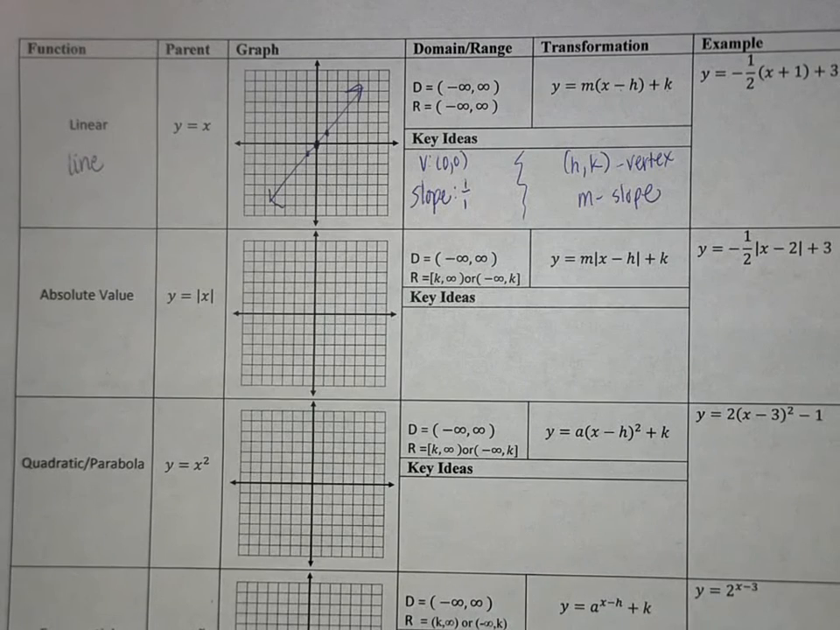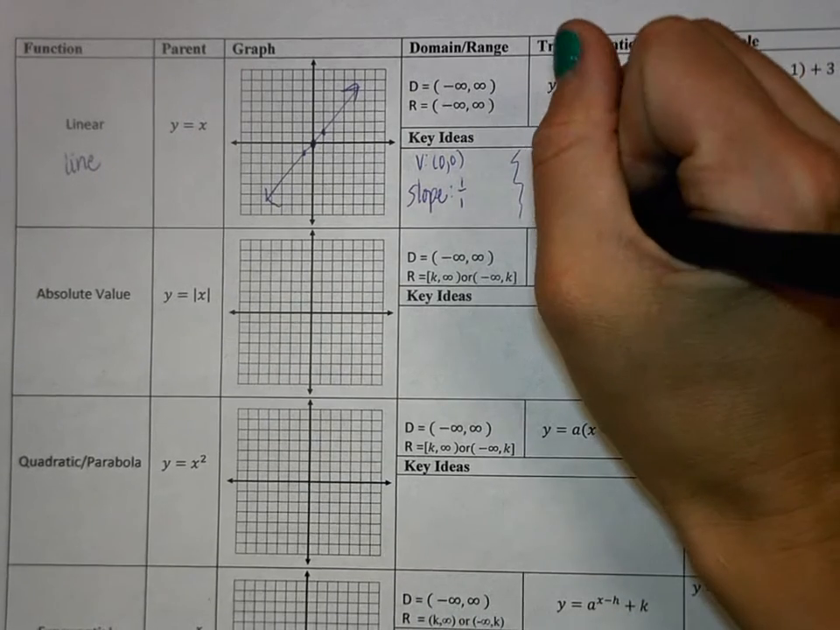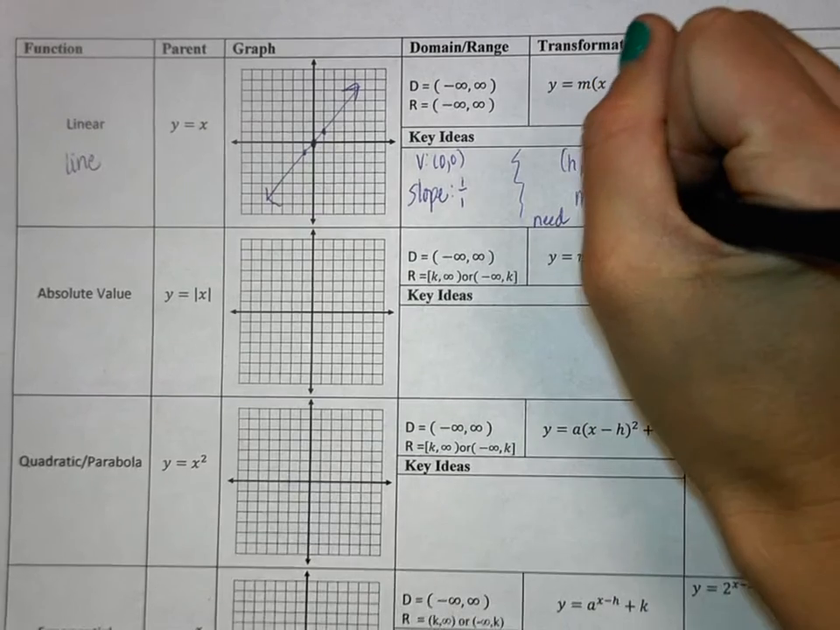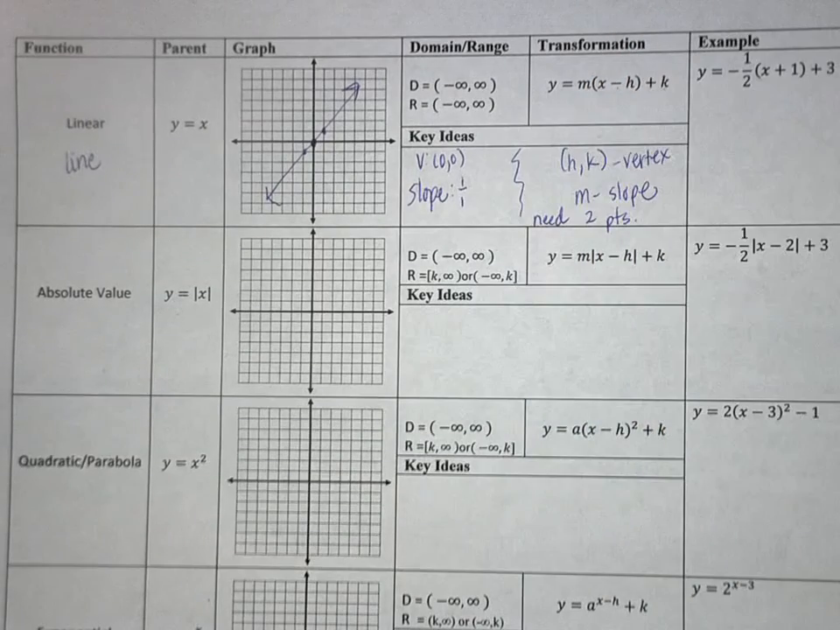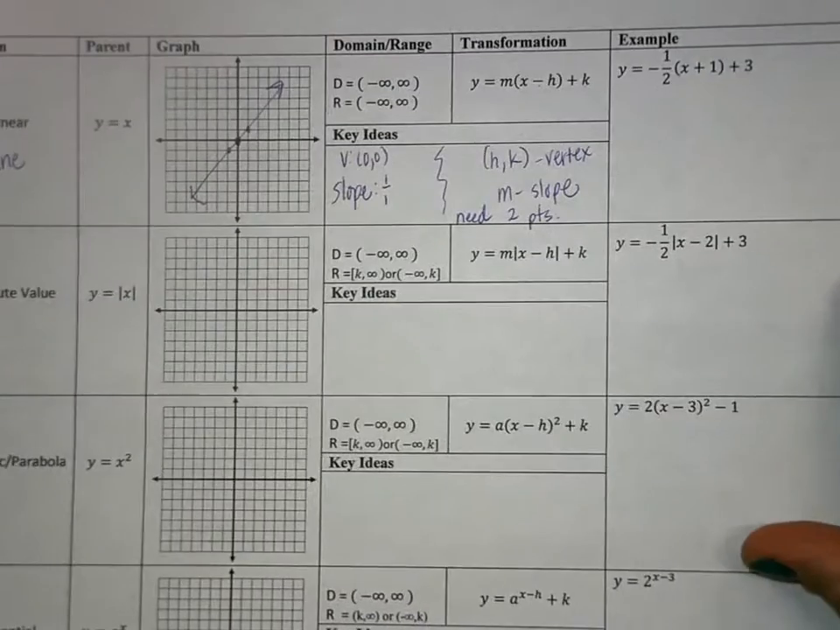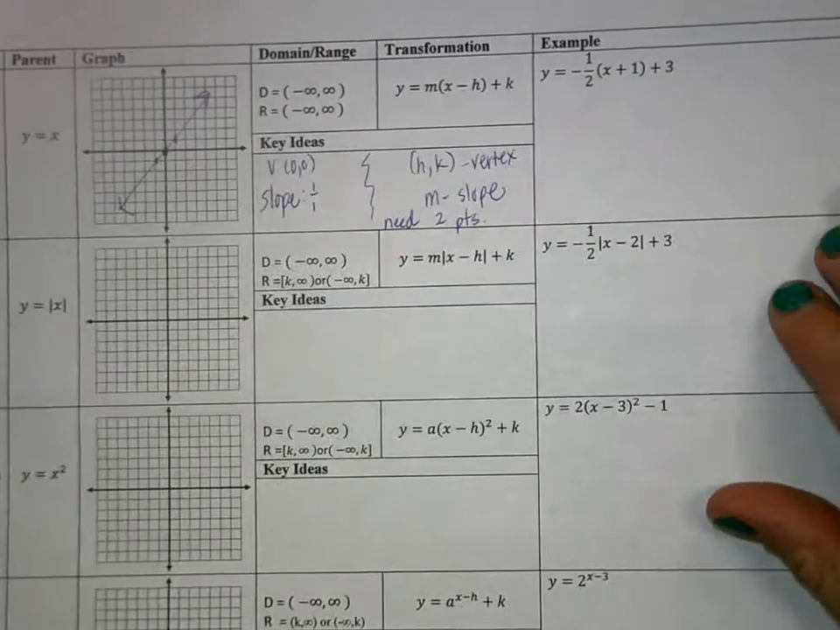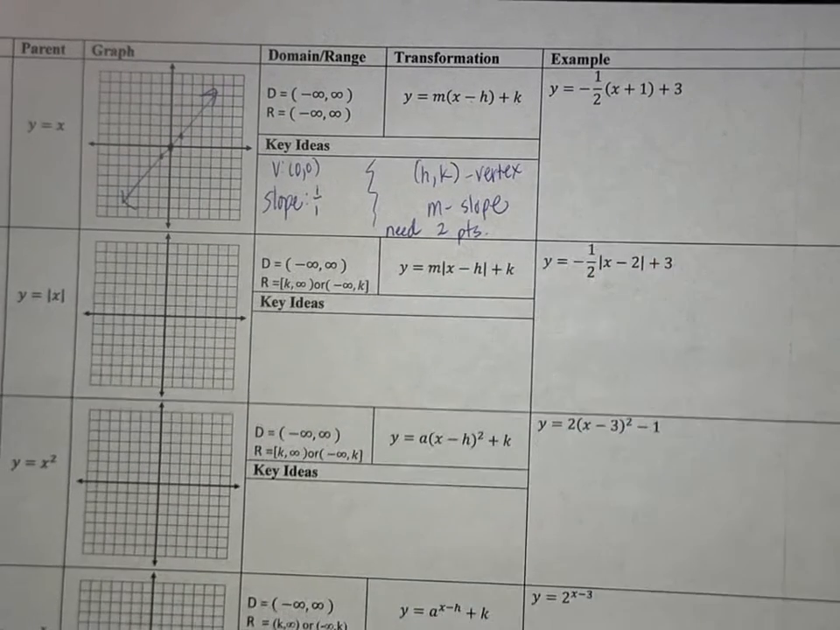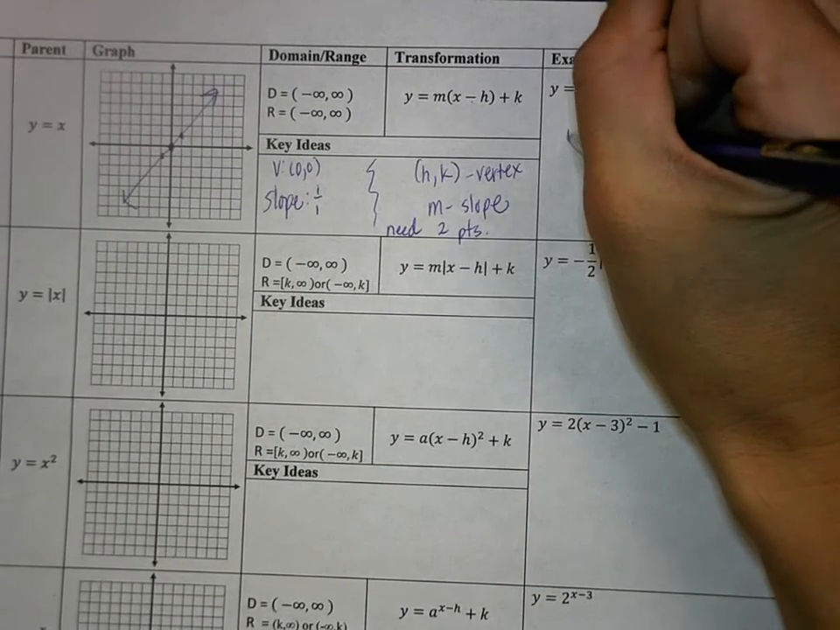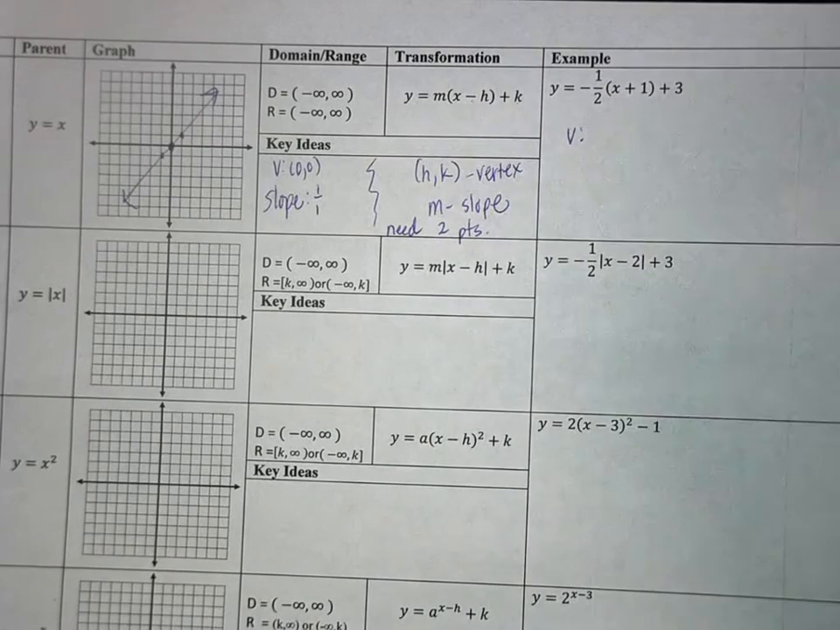You want to grab those papers right there. And basically you need to have 2 points in order to draw a line. So I'm just going to put need 2 points. Okay, so based on that information, we're going to graph this line over here. And so we're going to call it our vertex, even though it's not really a vertex, but it's a point on our graph. What would that be?